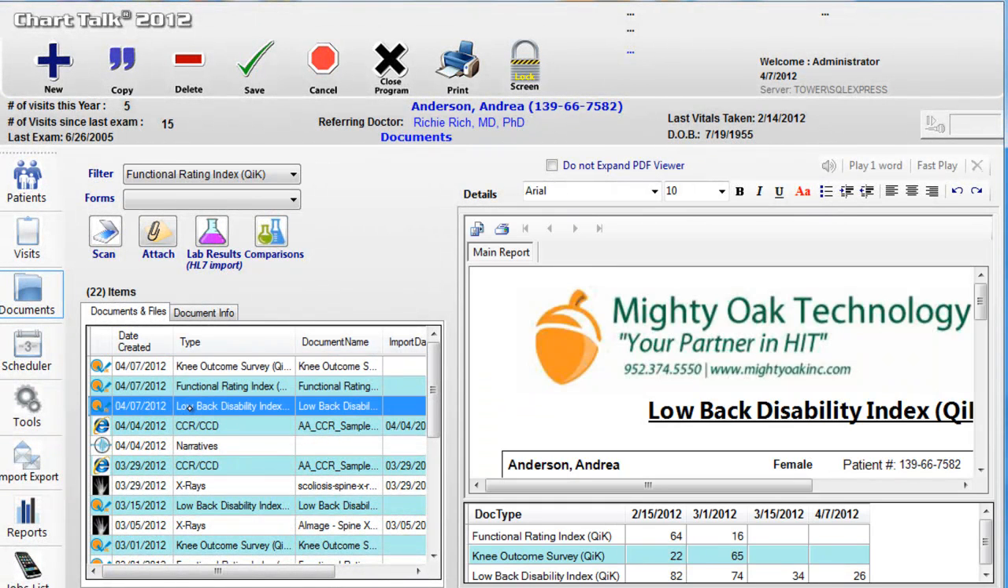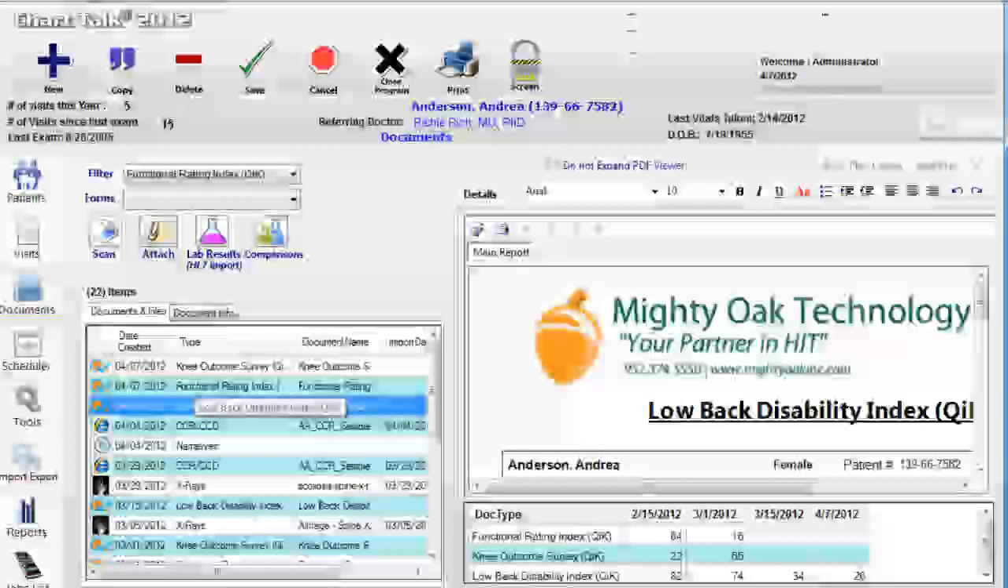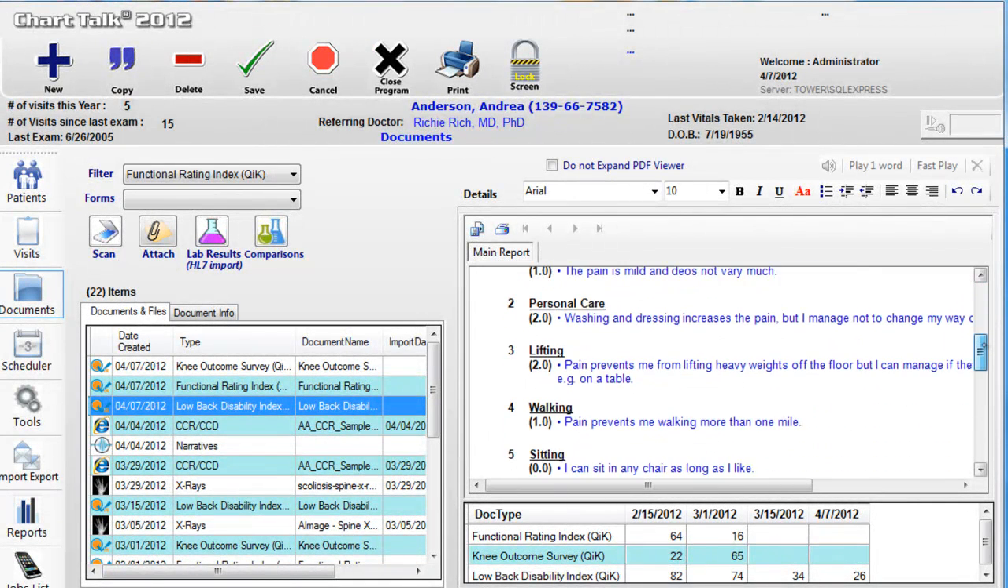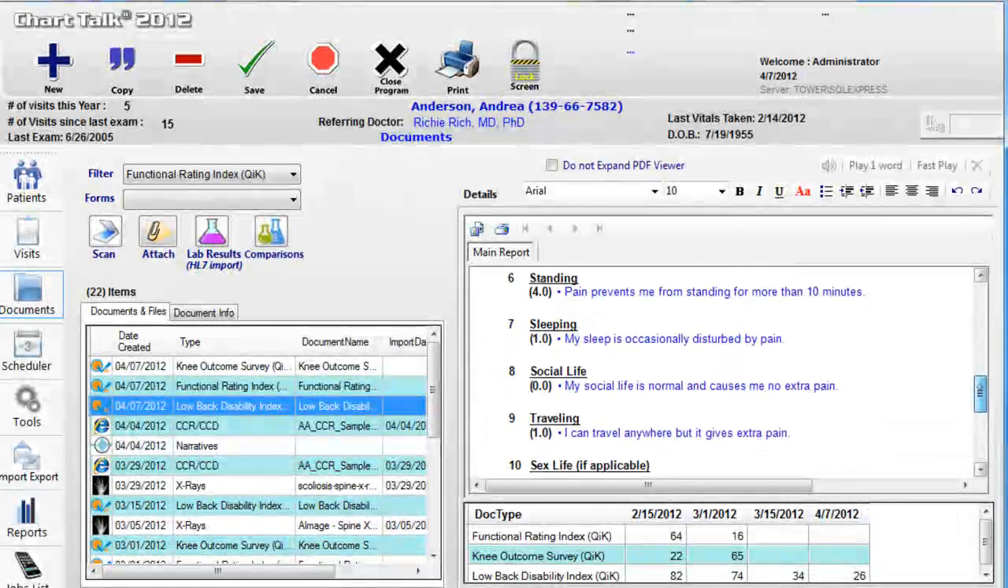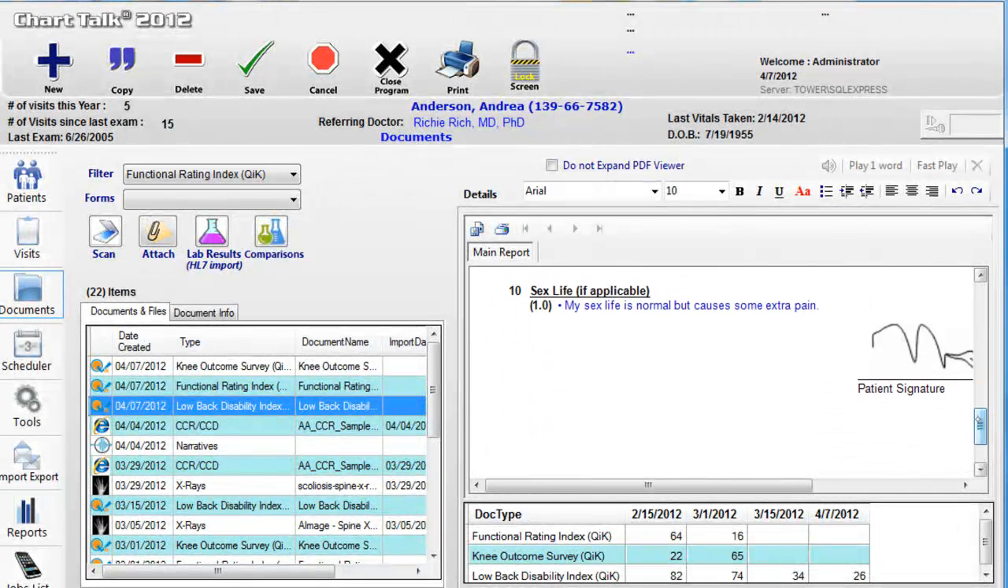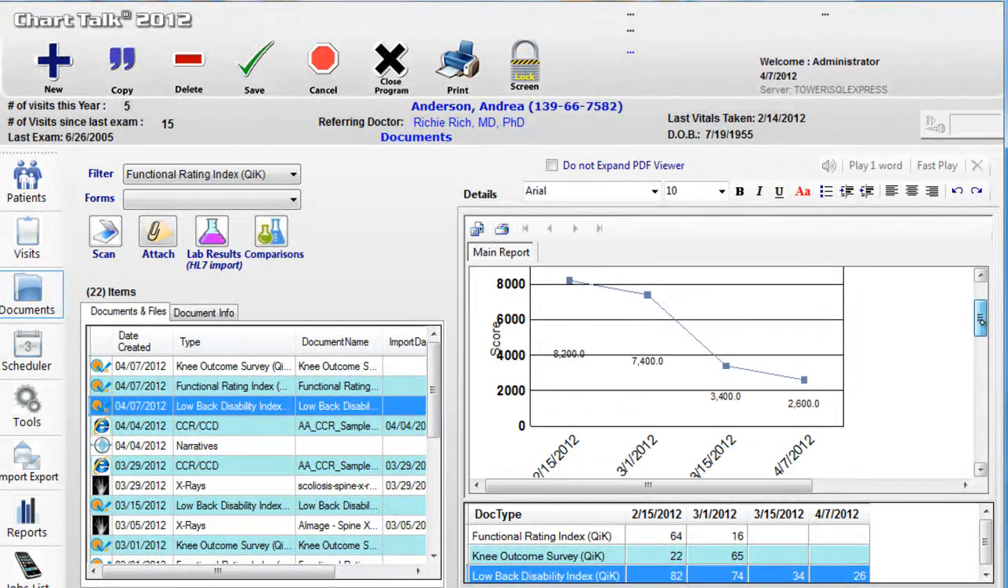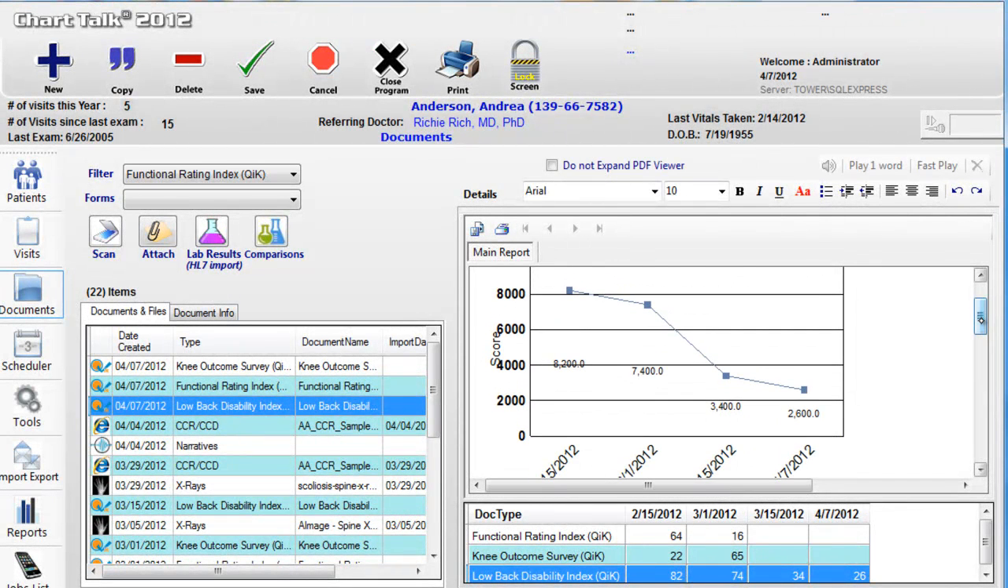Next, let's look at what's brought into the Documents portion of ChartTalk. Any functional assessments scheduled to be delivered appear at the top of the patient's chart. Let's take a look at the most recent Low Back Disability Index. Here we have a printable record with all of the patient's answers to the questionnaire. Selecting any of the data document types will show you a graph of how the functional assessments have been scored over time, allowing you to make clinical decisions based on this data.